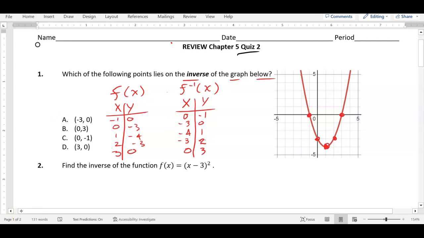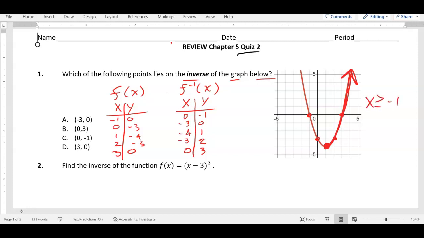You'll remember that we only do the right side of this for the restricted domain. X is greater than or equal to -1. Okay, so you kind of only think about this. All right, so if I'm only looking at the right side of that quadratic, that means I'm starting at, let's see here, I don't need these 2 points, right?